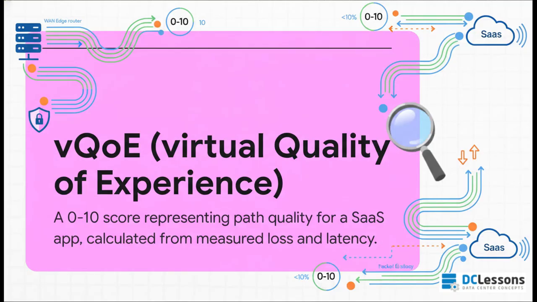That's a game changer. So let's officially meet this VQOE metric. It stands for Virtual Quality of Experience, and honestly, it's pretty straightforward. It's just a score from 0 to 10. Think of it like a report card for your internet paths. The WAN Edge router is the teacher, constantly sending out little probes to your SaaS apps, like Microsoft 365, and measuring the packet loss and latency on the way back. A perfect 10? That means the path is acing the test. It's performing exactly as it should, or even better. Anything less than 10, and you're seeing a dip in performance from that ideal baseline.